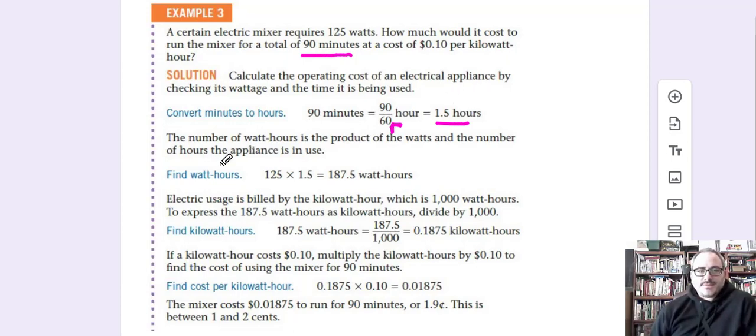All right. The number of watt hours is the product of the watts and the number of hours the appliance is in use. So we know that it takes 125 watts of electricity. There's 125 watts of electricity. We know that it's 1.5 hours.